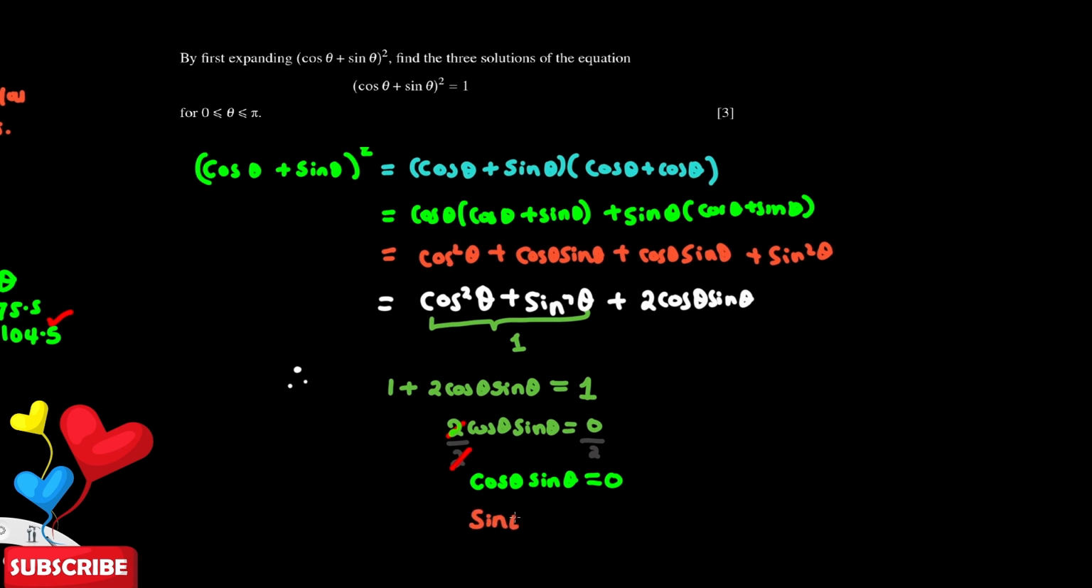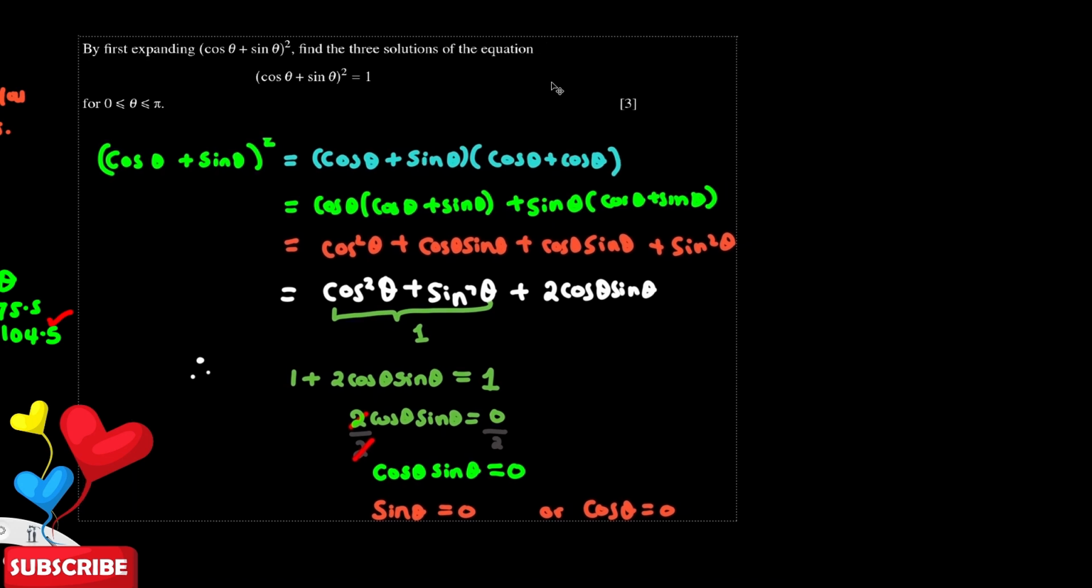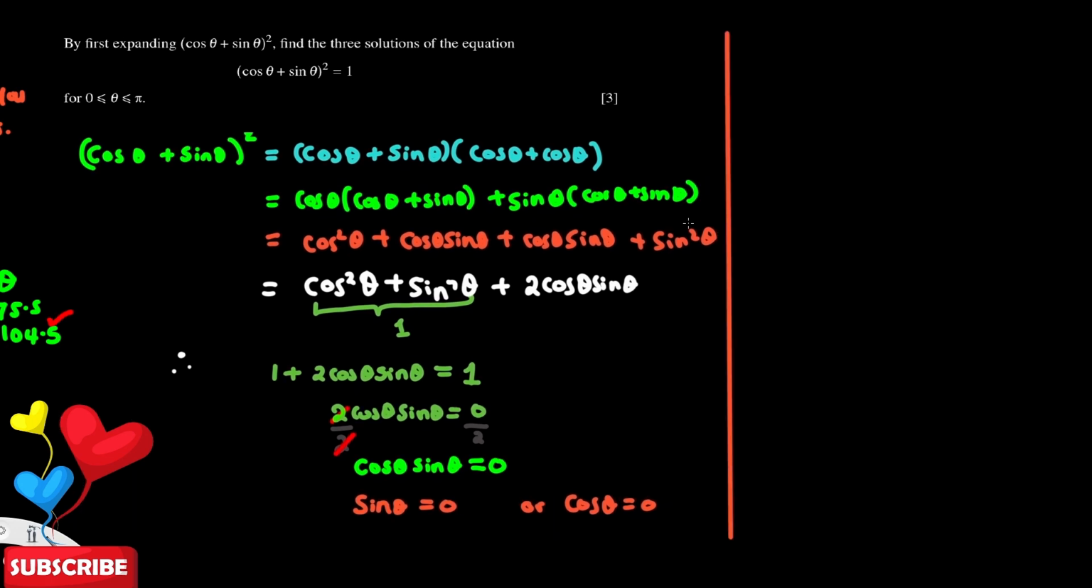At this point, we can say sine theta equals 0 or cos theta equals 0. So we're going to solve for the two. For sine theta equals 0, we find theta by finding the sine inverse of 0. Sine inverse of 0 is going to be 0 or 180 degrees. So we have two solutions, 0 or 180 degrees, and remember 180 degrees is the same as pi.